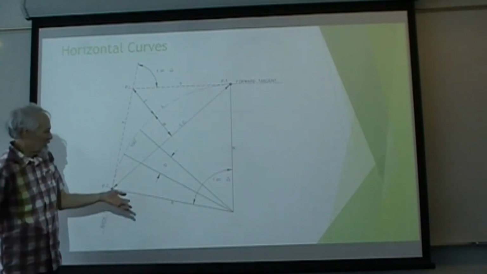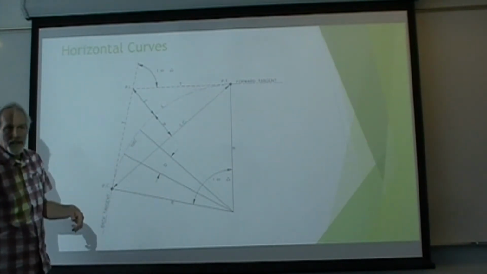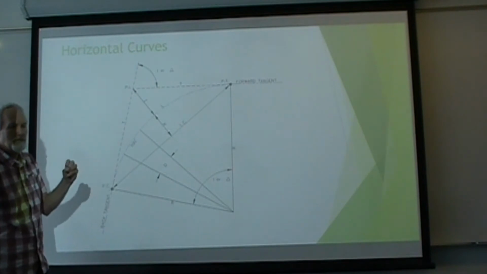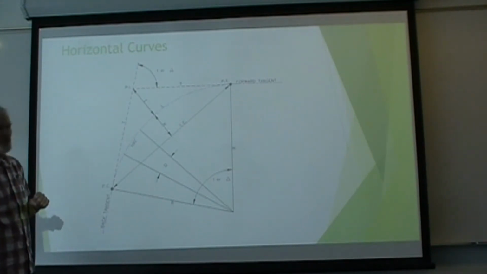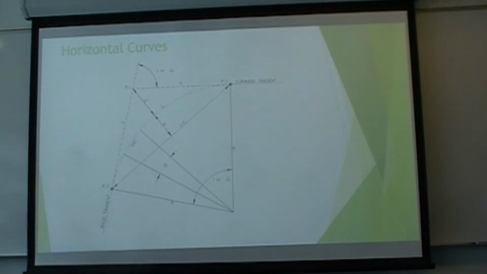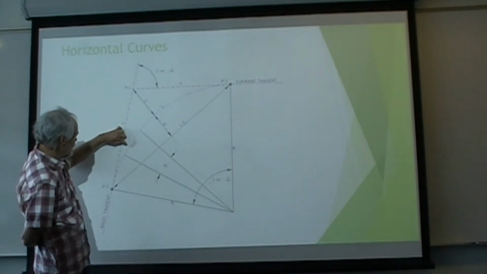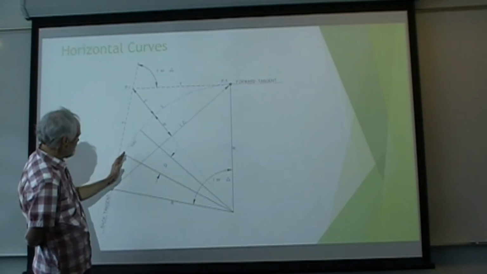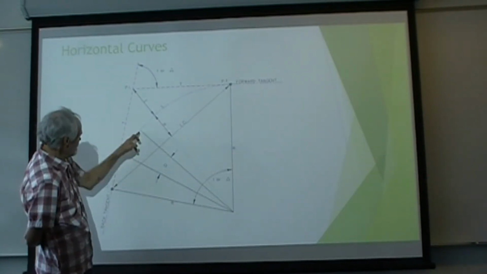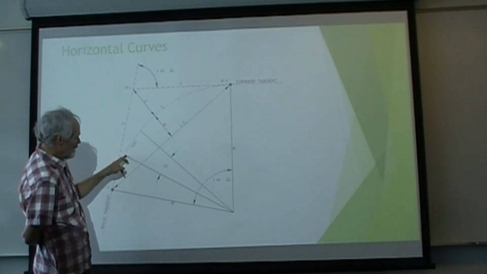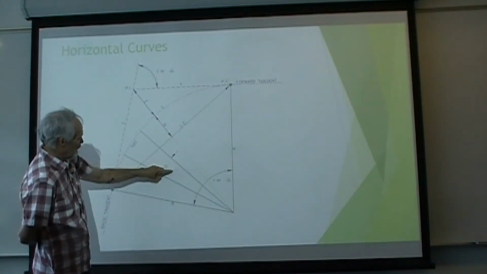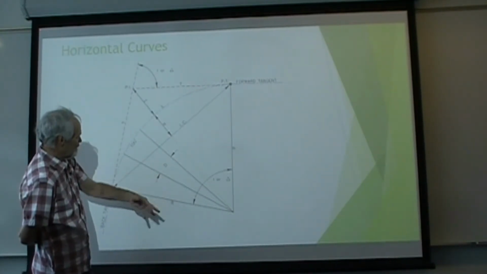So degree of curve, that's kind of a weird one. It comes in one of two varieties. You either have arc definition or chord definition. Highways favor arc definition, which says this is the angle that subtends a 100-foot length of arc up here. So if I measure the bent distance, it's going to be 100, but it's going to be less on the chord. It's a way of expressing the radius only in terms of an angle, in my opinion.